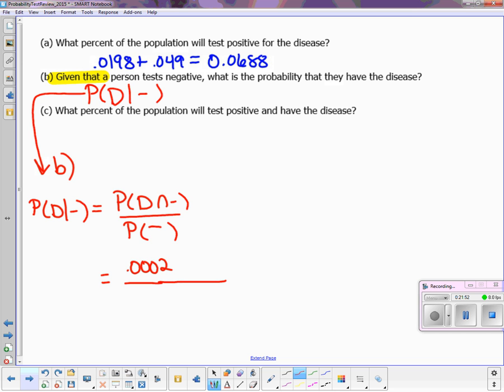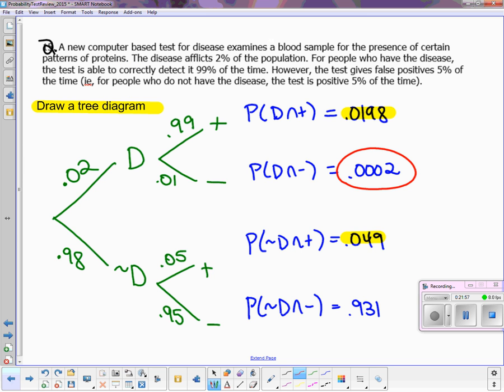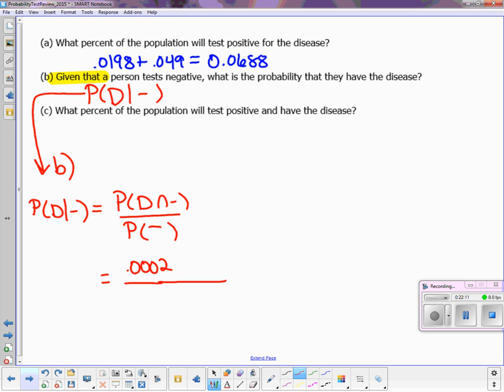What about the denominator, though? I don't have just plain old negative up here, but aren't the two circled in red the two ways that you can come out negative? So what do I do with those two numbers? Add them together. Very good. So you're going to say 0.002 plus 0.931. And when I divide those, go ahead and do the calculation on your calculator. Because again, something weird is going to happen on your calculator. What do you get? That E thing again.